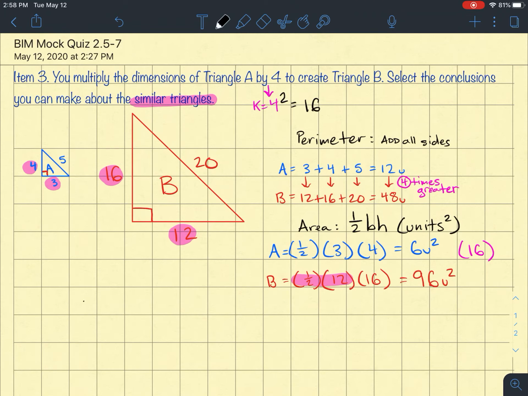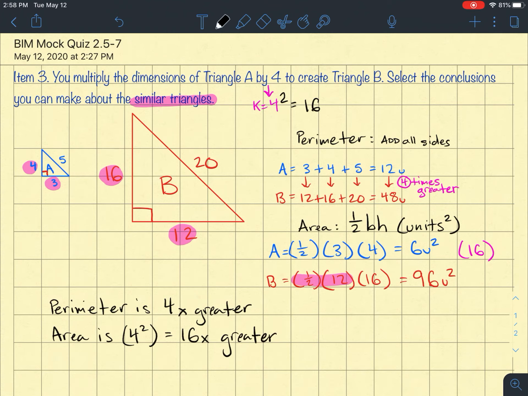So the two correct solutions would be that the perimeter is 4 times greater, right? And the other answer choice is that the area is what? Not 4, but 4 squared, right? Which is 16 times greater. Okay, and again, this is item number 3.